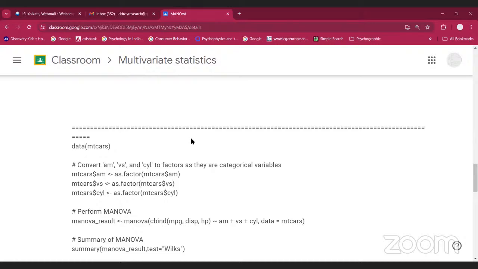Sir, sample size? Sample size should be very high, 400, 500 like that. It should be very high because the groups will be there now.